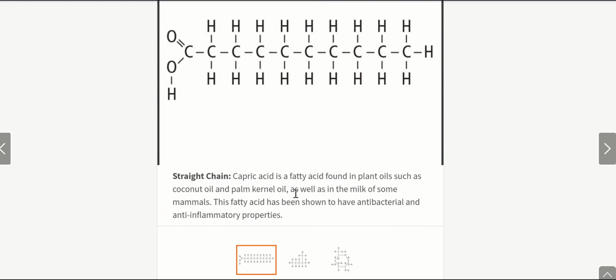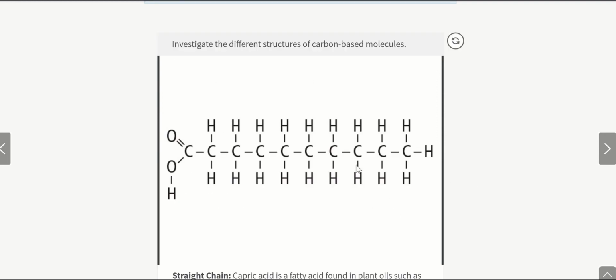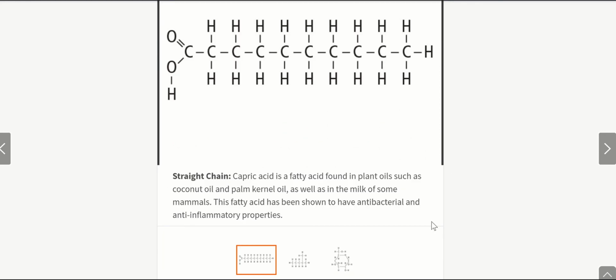So as we scroll down, here's an example of what we call a straight chain. Okay, a straight chain. This is actually a fat, a lipid, an oil, right? And what's going to happen is we're going to find all of these carbons linked up in a chain, and then we're going to have these hydrogens linked around the outside. So this is an example of a fat.